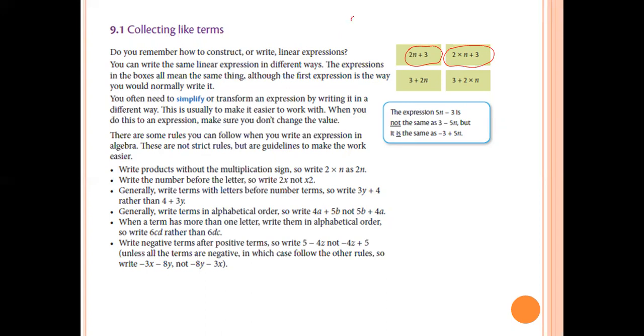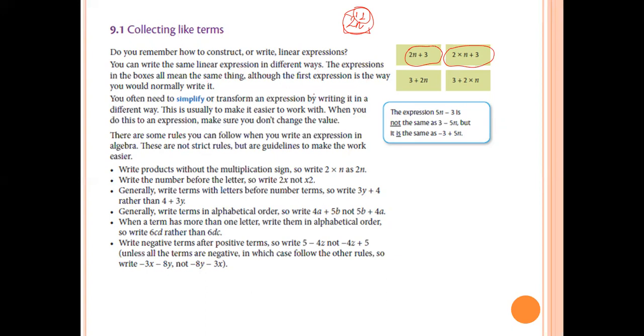So linear means, for example, n is a variable, and what's the power of n? It is 1. That's why it's a linear expression. Also 2 is our coefficient and the power is of course 1. By the powers, if the power is equal to 1, we can say linear expressions. You can write the same linear expression in different ways. The expressions in the boxes all mean the same thing, although the first expression is the way you would normally write it.